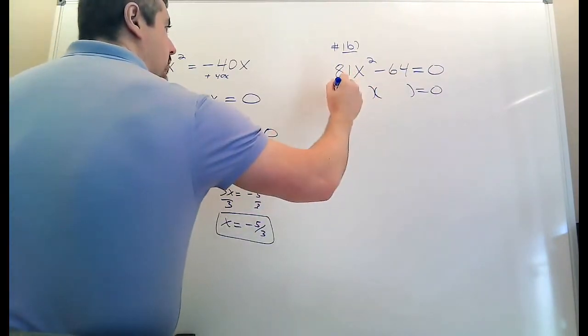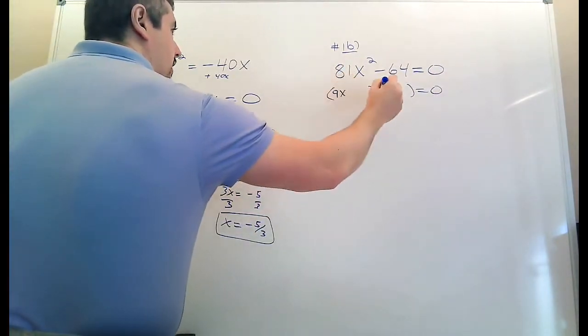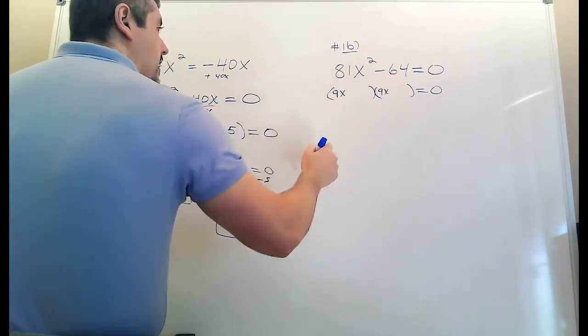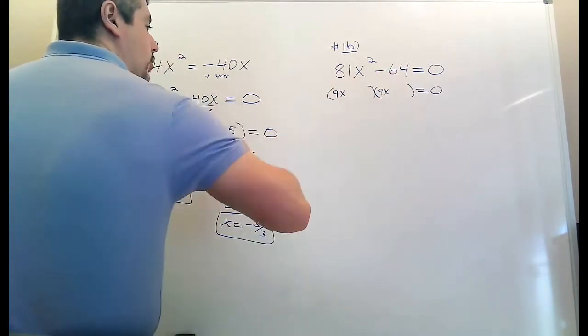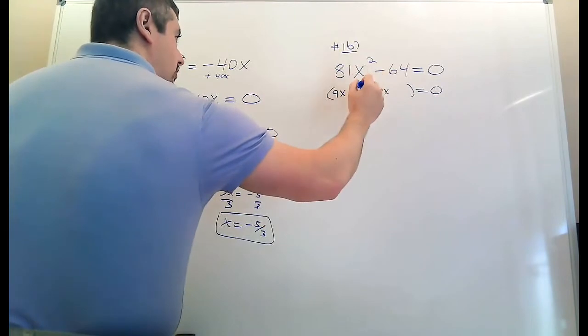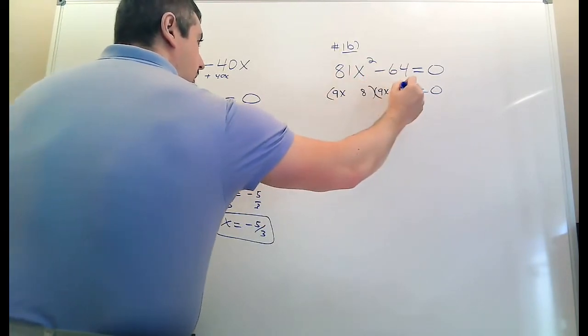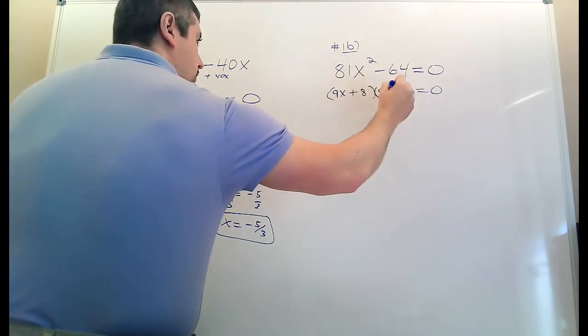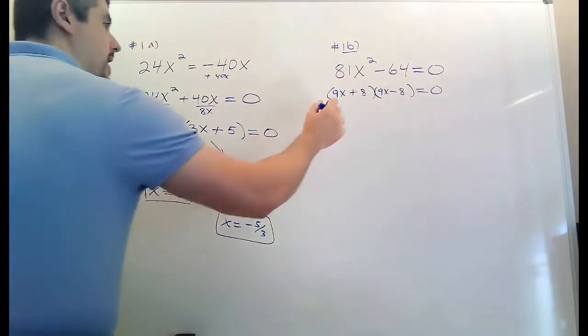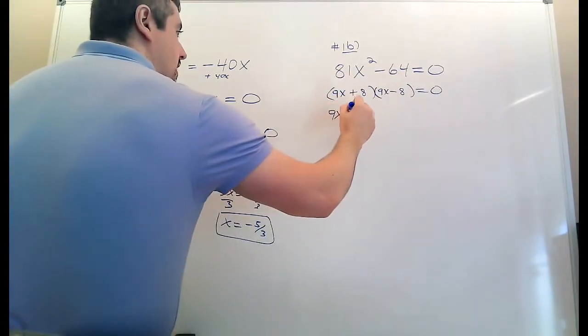Something times itself to make 81. Well, that's got to be 9x, right? 9 and 9. 9x and 9x is 81x squared. And then something times itself to make 64. It's got to be 8 and 8. That's the whole point of difference of perfect squares. One gets the plus, one gets the minus. Set them each equal to 0.